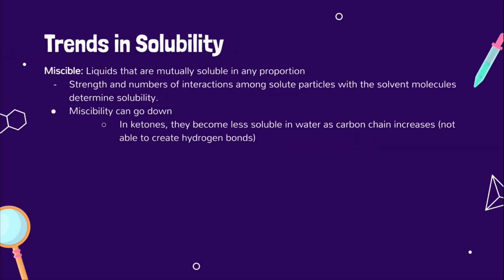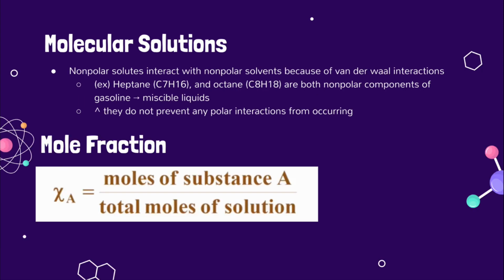Trends in solubility. Miscible liquids are mutually soluble in any proportion. The strength and number of interactions among solute particles with the solvent molecules determines solubility. Miscibility can also go down. Ketones become less soluble in water as the carbon chain increases, which causes them not to be able to create hydrogen bonds.